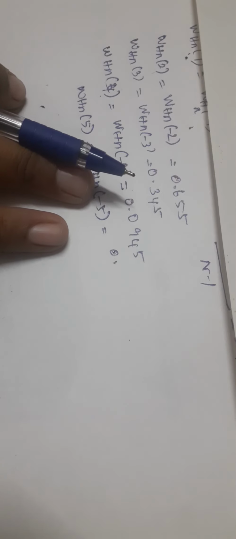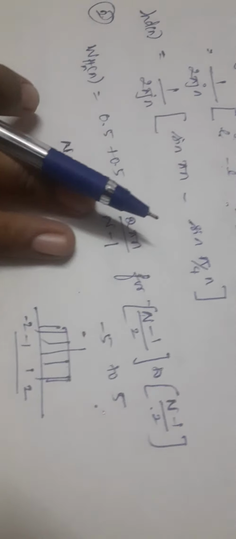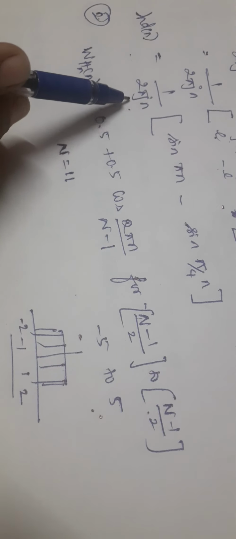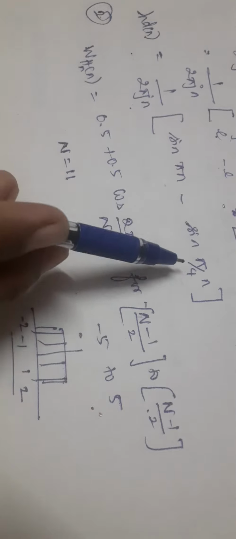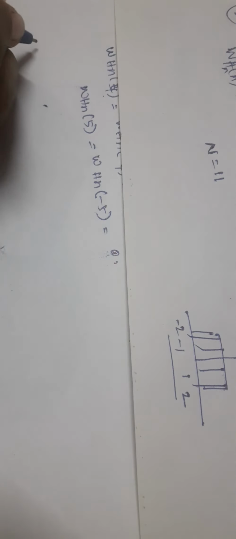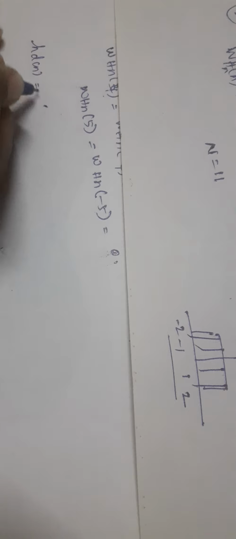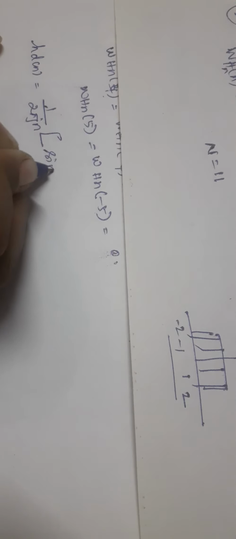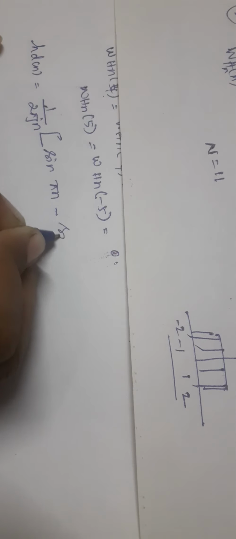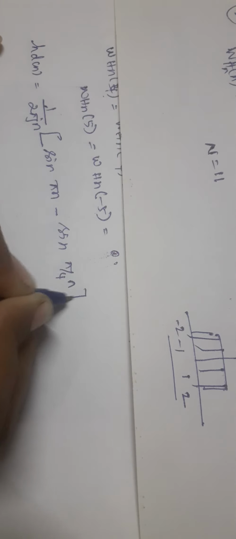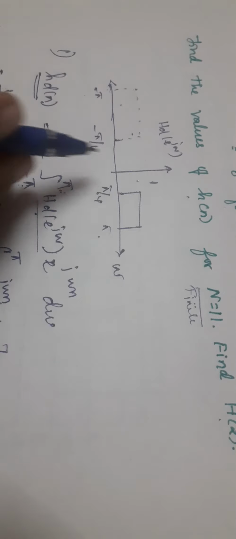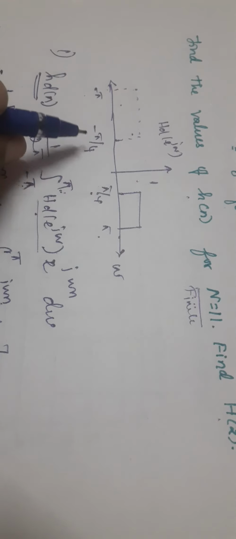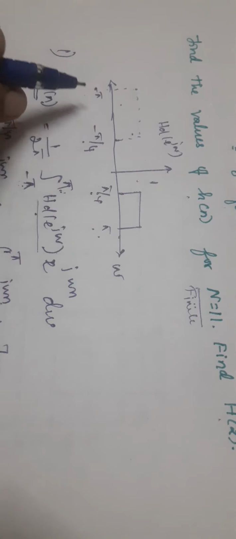Next, you have to solve the filter coefficients. So what is the hd of n value here? Hd of n is equal to 1 by 2 pi jn into sine of pi n minus sine pi by 4 into n. Since it is symmetrical, we have seen these are symmetrical ones. What is the value of pi by 4? It is the value of minus pi by 4. What is the value of pi? It is minus pi. So your filter coefficients are also symmetric.